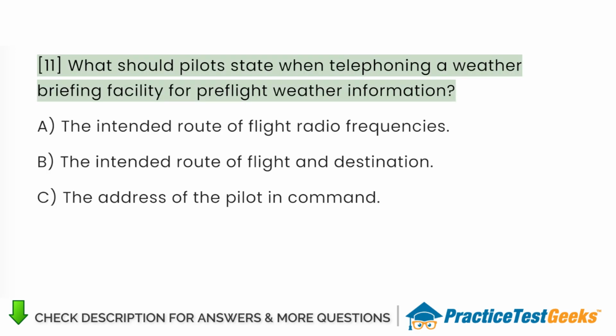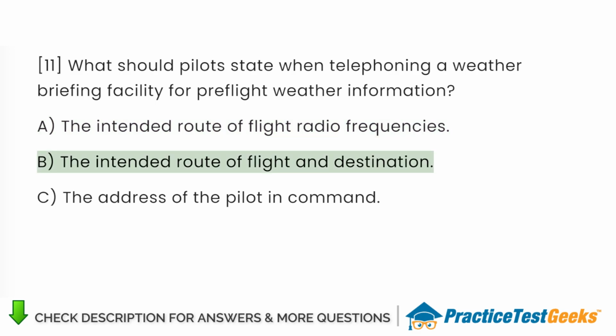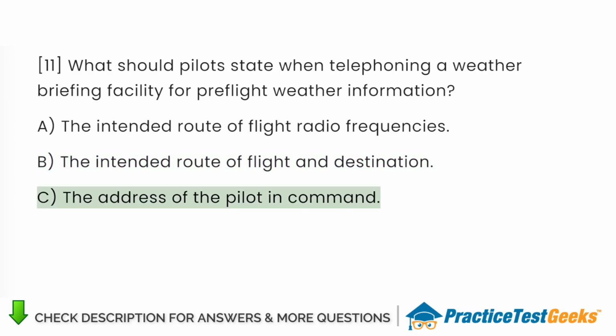What should pilots state when telephoning a weather briefing facility for pre-flight weather information? A. The intended route of flight radio frequencies. B. The intended route of flight and destination. C. The address of the pilot in command.